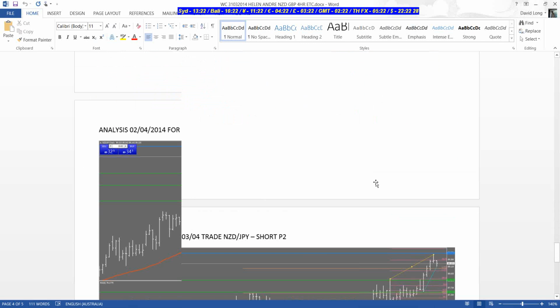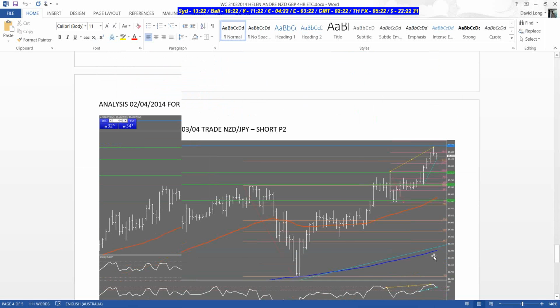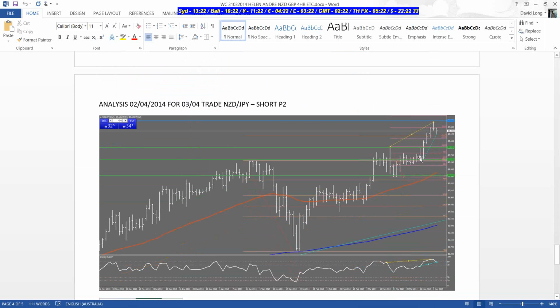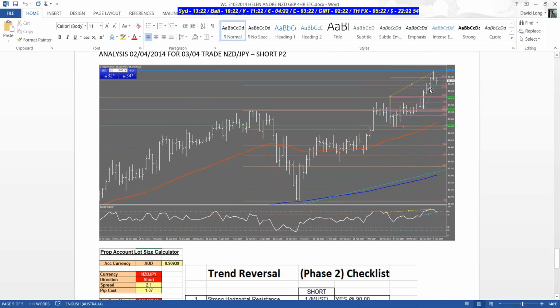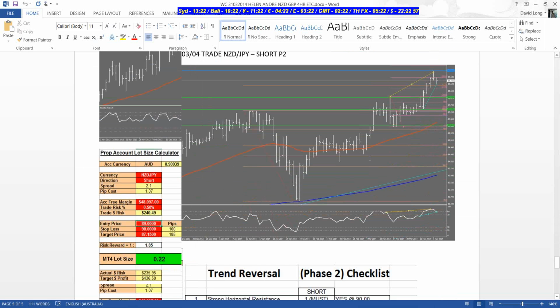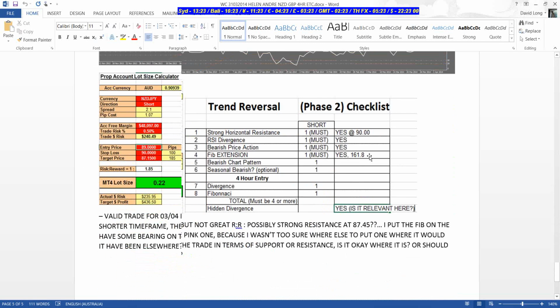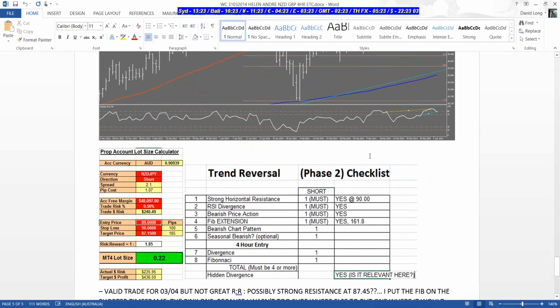Kiwi yen and similar. You've got to see divergence here out of this. All of this mess is just a little too sideways to count it in. It's this momentum here that you need to see the divergence out of. Okay, so again, I don't see a trade in the Kiwi yen. It looks great, nice high test and pullback, but I just don't see a trade in it. Certainly valid, but not great. Risk reward, possibly strong resistance.